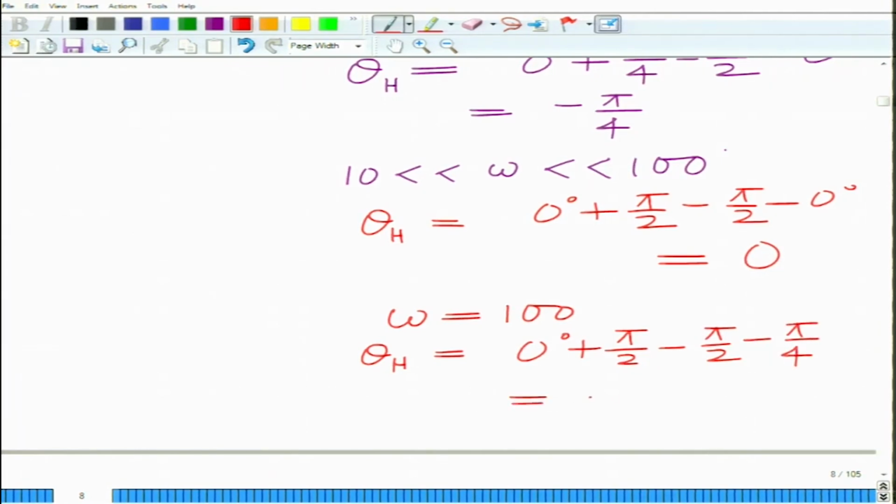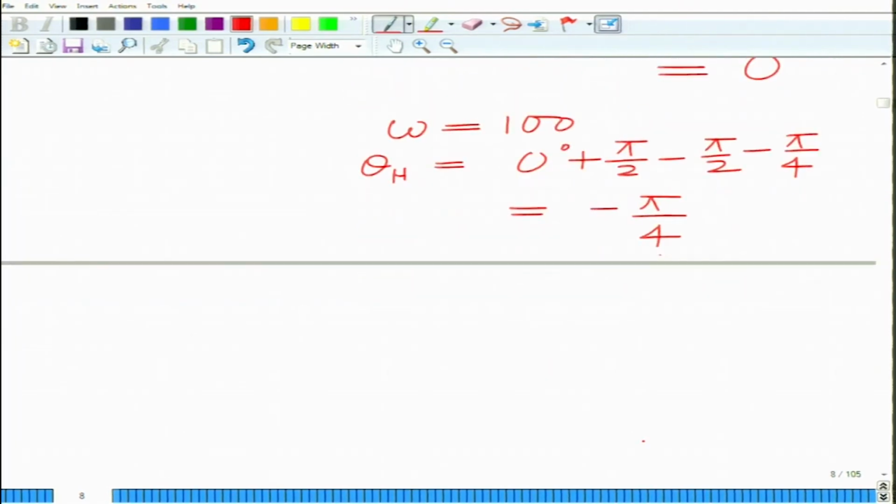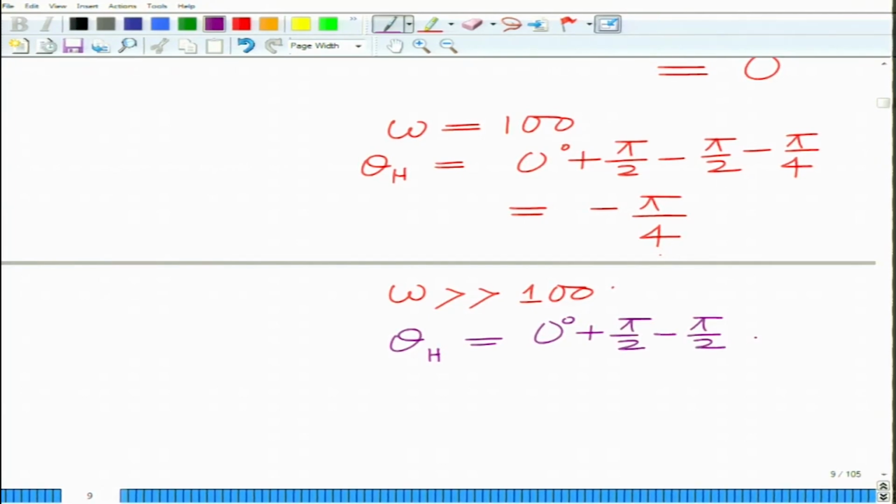So, this will be minus pi by 4, and finally, when omega is much greater than the last corner frequency 100, we have theta h equals 0 degrees plus pi by 2 minus pi by 2, and 1 plus j omega by 100 is approximately j omega by 100. So, that contributes minus pi by 2. So, finally, it will settle at minus pi by 2.